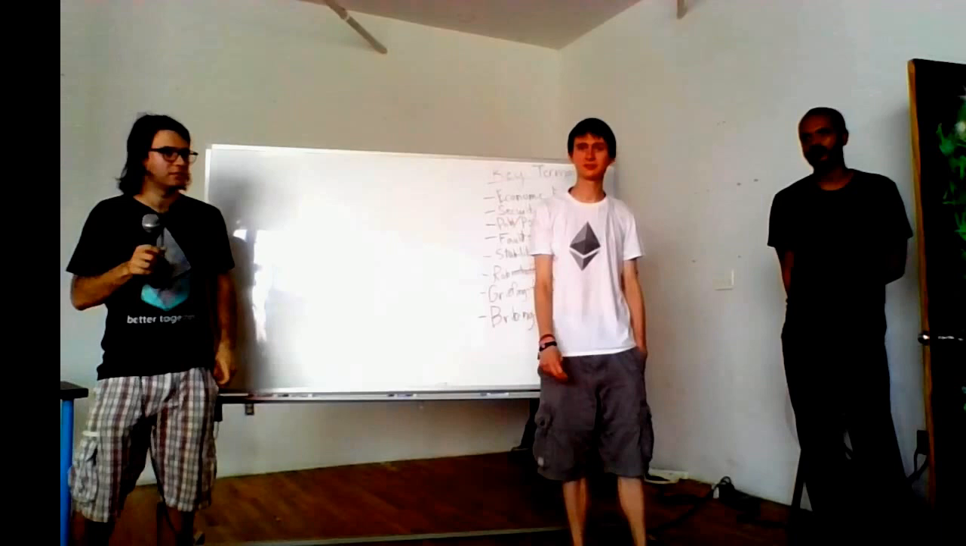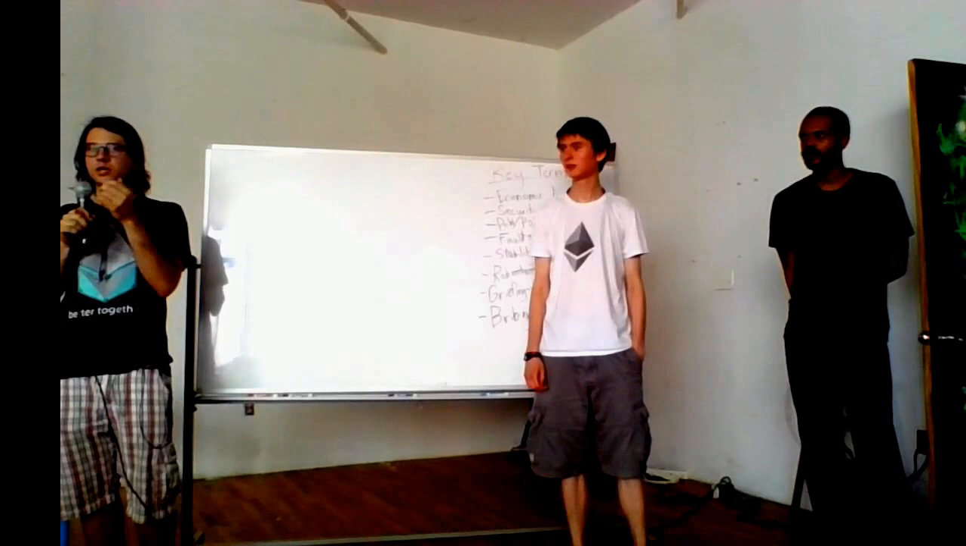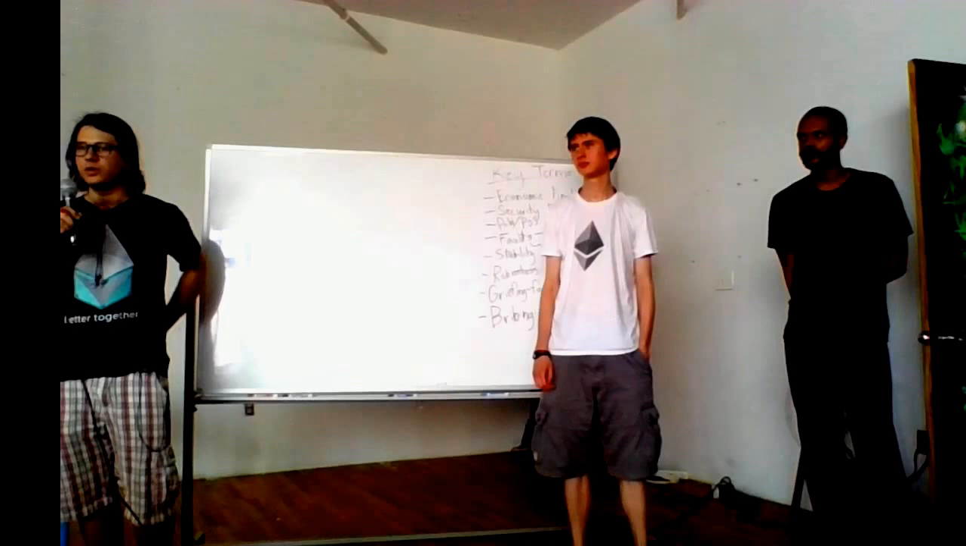So Raiden is a state channel. So it basically does off-chain transactions, which is a scaling solution because it lets you do netting without settlement, which means that you do fewer transactions. But it's not sharding.